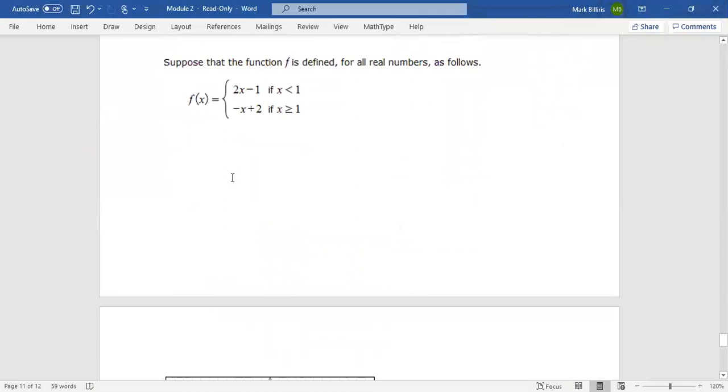So my last example, I have supposed that the function f is defined. And again, I have a piecewise function because I have here 2 expressions or 2 equations dealing with 2 exceptions or rules here. So I need to make a table of values for both. So I'm going to do one for x is less than 1 and one for x is greater than or equal to 1.